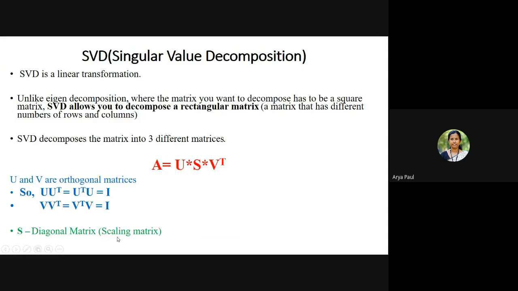Okay, that is why it is called the scaling matrix, or it is a diagonal matrix. We can see non-zero elements on the diagonal. All the other elements of the matrix will be 0. That is why it is called a diagonal matrix.